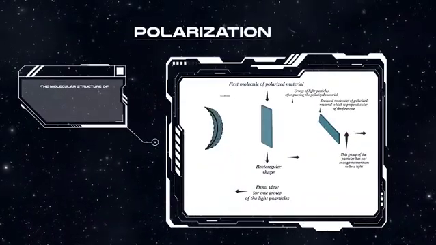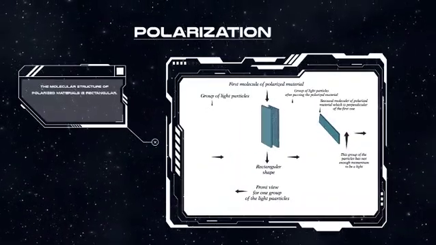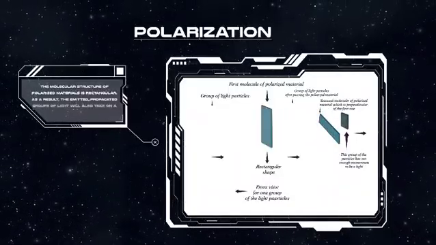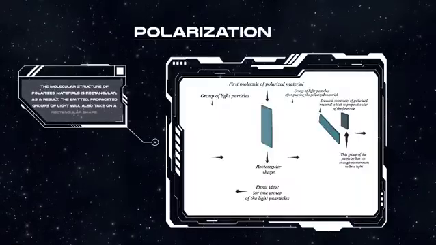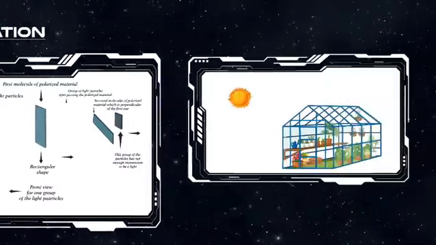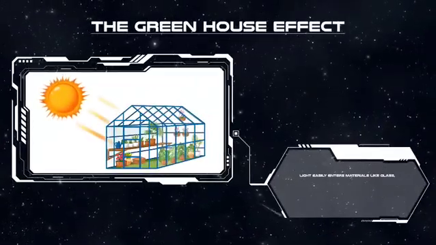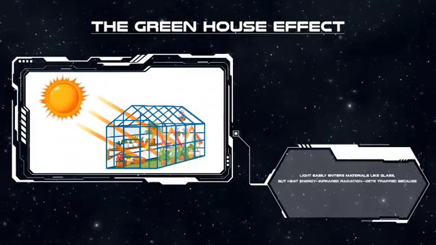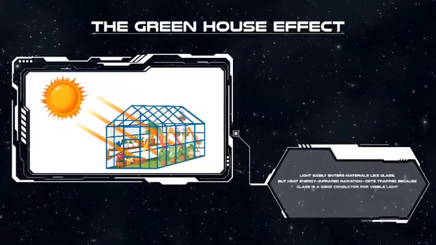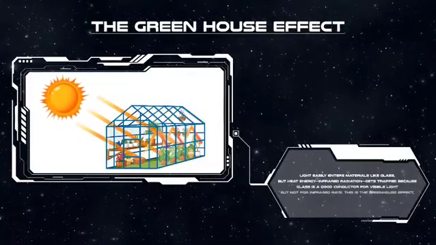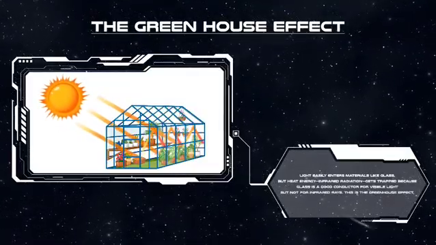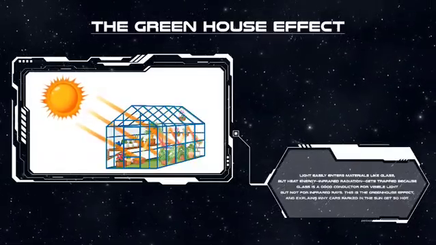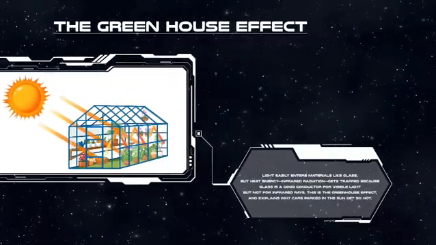The molecular structure of polarized materials is rectangular. As a result, the emitted, propagated groups of light will also take on a rectangular shape. Light easily enters materials like glass, but heat energy, infrared radiation, gets trapped because glass is a good conductor for visible light, but not for infrared rays. This is the greenhouse effect, and explains why cars parked in the sun get so hot.